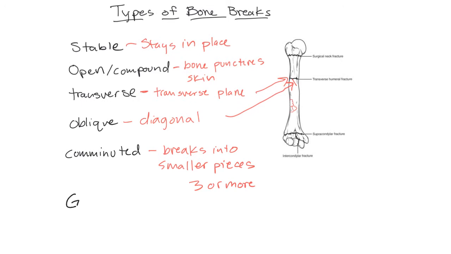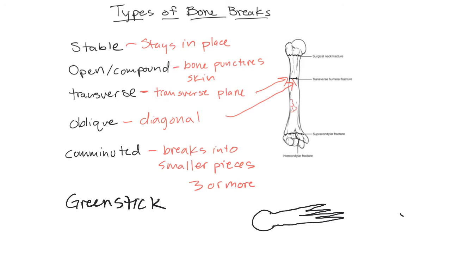There's another one I wanted to put on here. Greenstick. And this is where, I'm going to draw a horrible bone here. Here's the other end. But this is where the bone splinters. Much like if you cracked a green stick, so a stick that's alive, you're trying to break them in half, they don't split evenly and they splinter. And this often happens in younger bones which are still forming and growing and not as solid as adult bones. So children will often get these greenstick fractures.